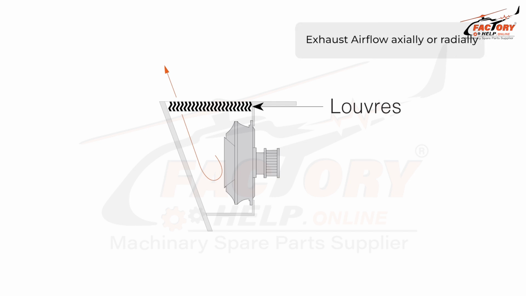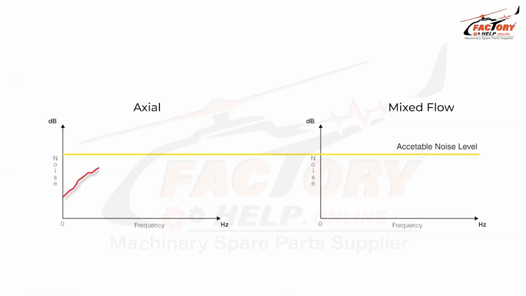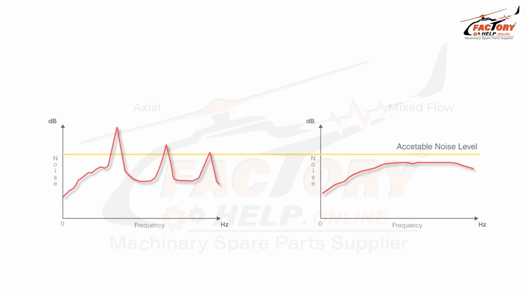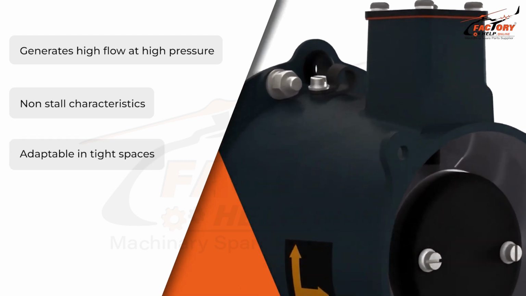The net result is a fan capable of producing high airflow whilst dealing with high pressures caused by upstream airflow restrictions. Another benefit of a mixed flow fan is its ability to exhaust airflow axially or radially, making it highly adaptable to tight spaces where axial flow is impossible. Finally, because the blades of a mixed flow fan are short and stubby with a broad airfoil section, they are much less sensitive to particle erosion compared to an axial fan, whose blades are long and thin. This makes them ideal for use in sand and dust-laden environments, such as sand scavenge applications.